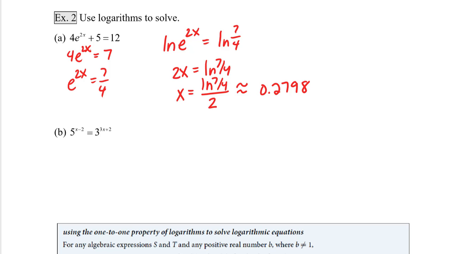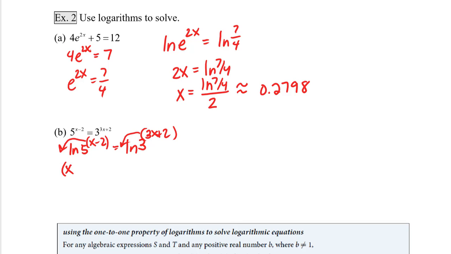Part B, I've got 5 to the x minus 2 equals 3 to the 3x plus 2. Again, I can't write these with the same base, so I am just going to take the natural log of both sides. I'm using natural log here because I have a natural log button on my calculator. You could also use common log. So I'm going to say the natural log of 5 to the x minus 2 is equal to the natural log of 3 to the 3x plus 2. Now I hope you realize that the reason I did this is then I can use the power rule to bring that variable out of the exponents and make them factors.